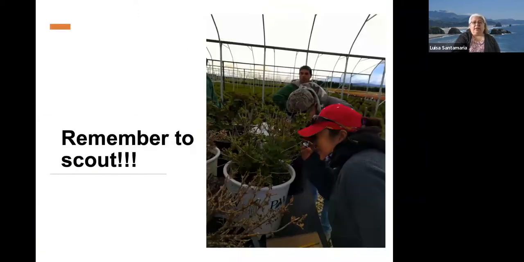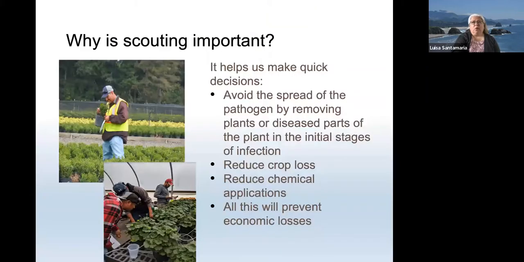Scouting would be a nice and important thing to do. Why is it important? Sometimes people consider it okay to check once a month, once a week, I don't know. That depends. But scouting is, to me, one of the easiest important practices, because we can avoid the spread of the pathogen at the beginning of the problem, just by removing infected plants or parts that are infected. So at the end, we will have several benefits if we identify the problem in the beginning stages. We will reduce crop loss and chemical applications, and especially we will prevent economic losses from infected plants where we have to destroy all of them.